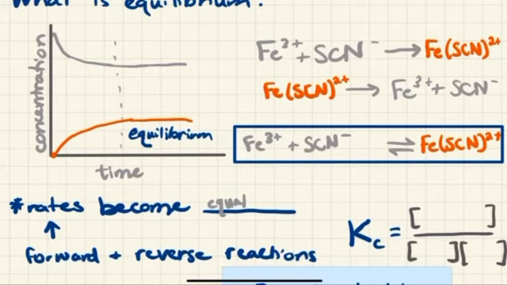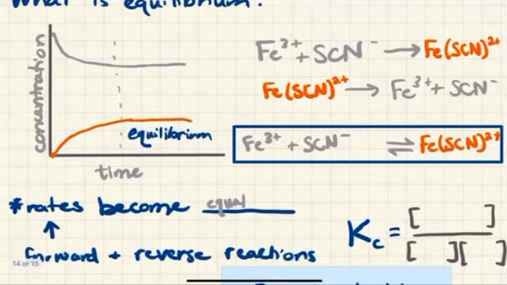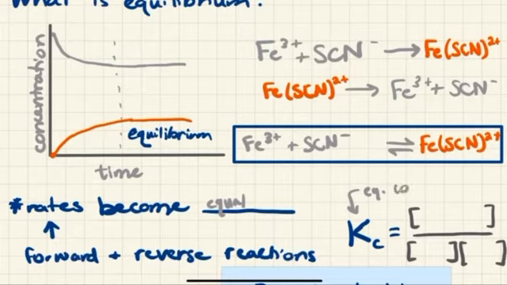From there, we can write an expression that will allow us to calculate a constant that describes that equilibrium. We usually just call it K, but we're calling it Kc here to be a bit more proper. Kc refers to a concentration-based equilibrium constant, but K is the equilibrium constant. I'll just say eq for equilibrium constant.